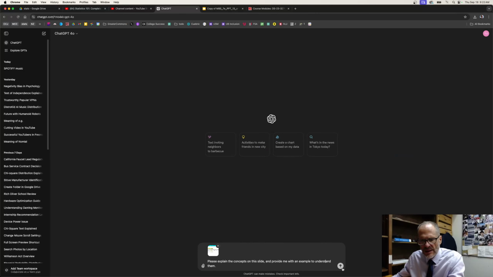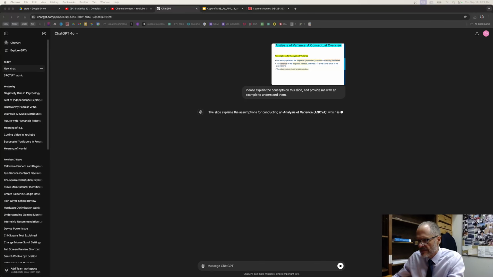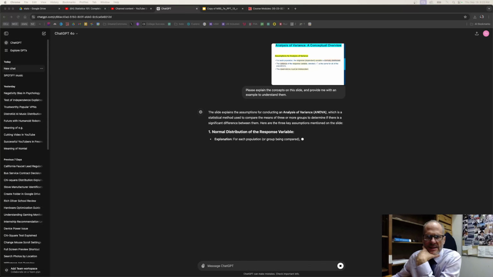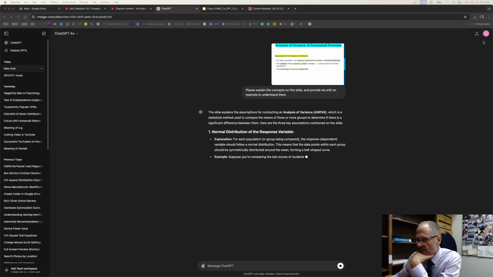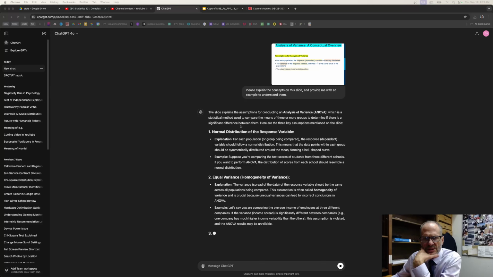There we go, and let's upload it and see what ChatGPT has to say about it. The slide explains assumptions for conducting an analysis of variance, which is a statistical method used to compare the means of 3 or more groups to determine if there's a significant difference between them. Here are the 3 key assumptions mentioned on the slide.